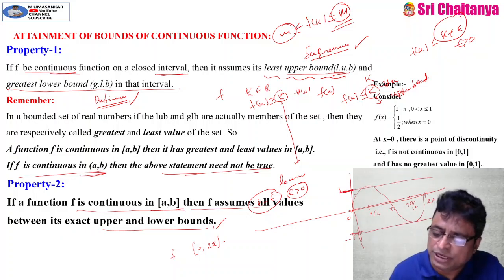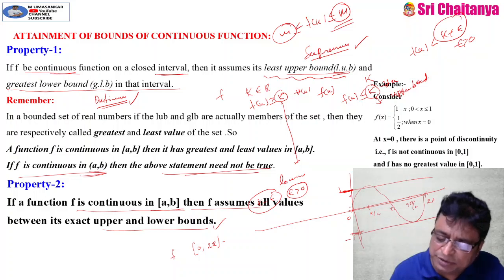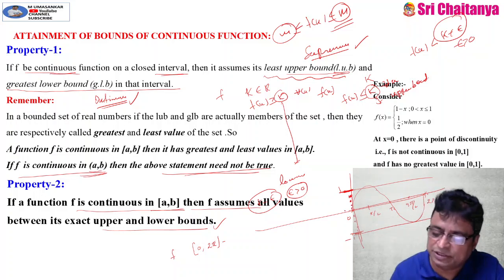So any number you take between -1 and 1, how many numbers will exist between -1 and 1? Infinitely many numbers will exist. You draw any parallel line and take the corresponding values. All those corresponding values should lie between 0 and 2 pi only.